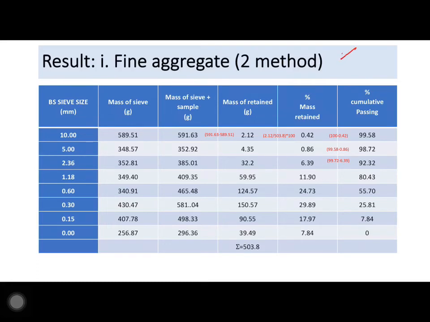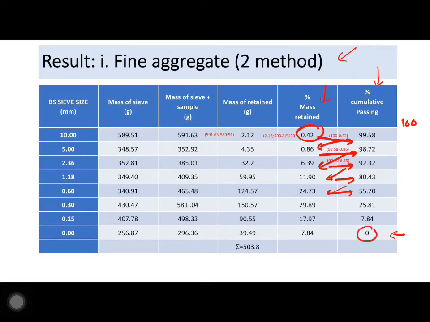Here is the second method to determine the percentage of cumulative passing. After you determine the percentage of mass retained, you can also determine the cumulative passing by subtracting directly from 100. Like this example, 100 minus 0.42, you will get 99.58. Then this 99.58 you directly minus 0.86, so you get 98.72. Then 98.72 minus 6.39, you get 92.32, and then you do the rest of the data, until you get 0 here.